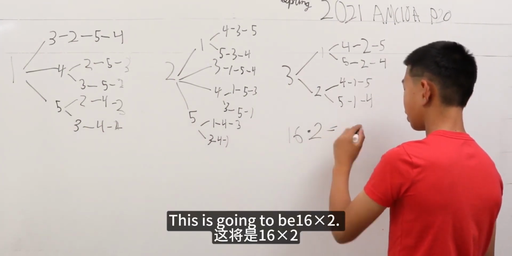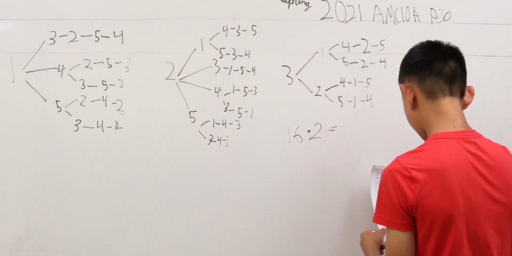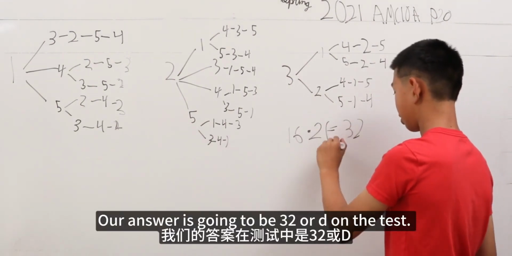This is going to be 16 times 2. Our answer is going to be 32, or D on the test.